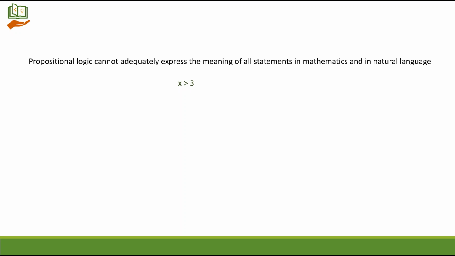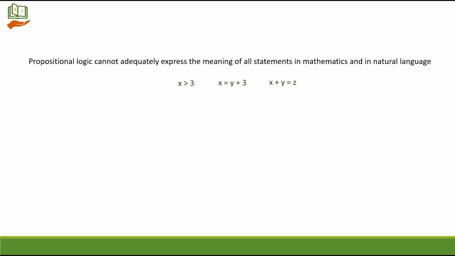Let's take an example. X is greater than 3. X is equal to y plus 3. X plus y is equal to z. We took such examples in propositional logic to state that they are not propositions. Unless we know the values of x, y and z in the third example, we will not be able to conclude whether it's true or false.